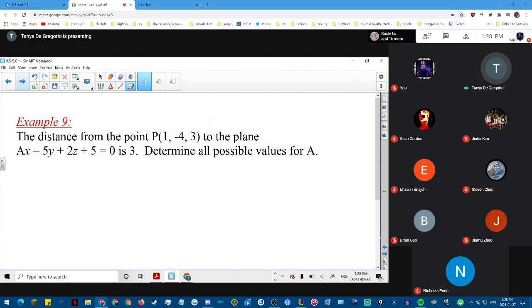Okay, last example. The distance from the point P to the plane ax minus 5y plus 2z plus 5 equals 0 is 3. Determine all possible values for a. So now we know what the distance is, but we don't know what the first coordinate of the normal is, right? Our a value. And so we're going to work backwards. So we're going to use that formula. We know the distance is 3. We sub in the point.